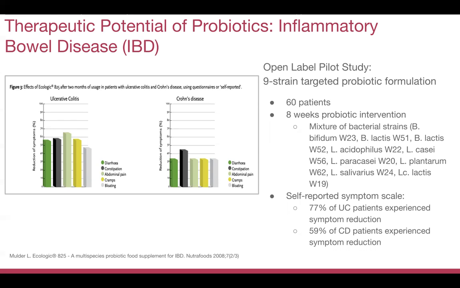And in descending order of symptom relief, abdominal pain was most frequently relieved, followed by constipation, cramps, diarrhea, and bloating. And 59% of Crohn's patients also reported reduced symptoms, with relief of constipation being the main symptom reduction, with similar relief of abdominal pain, cramps, diarrhea, and bloating.